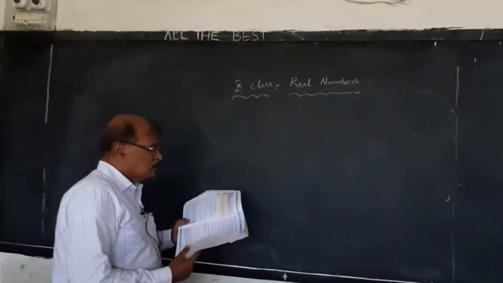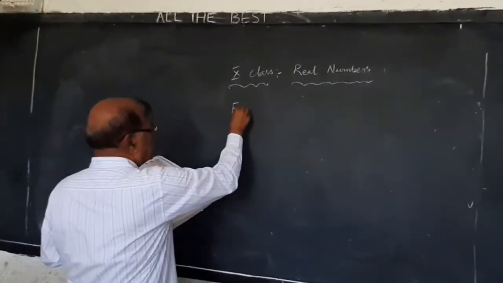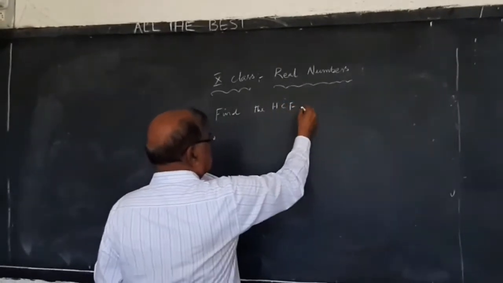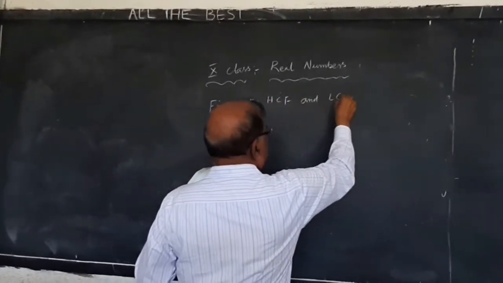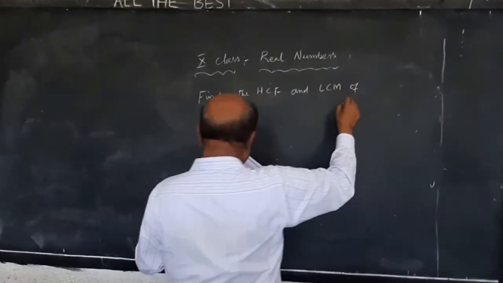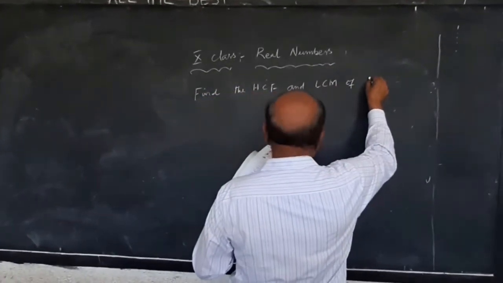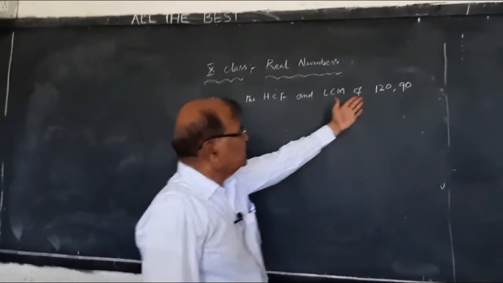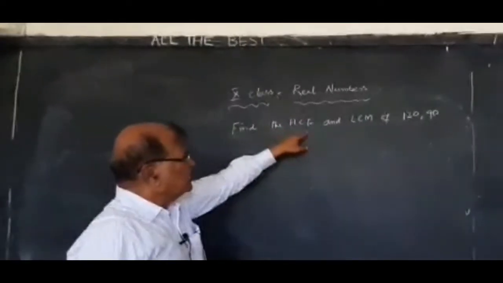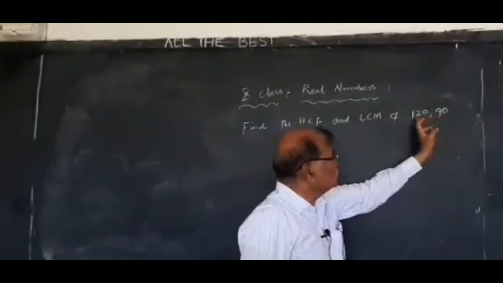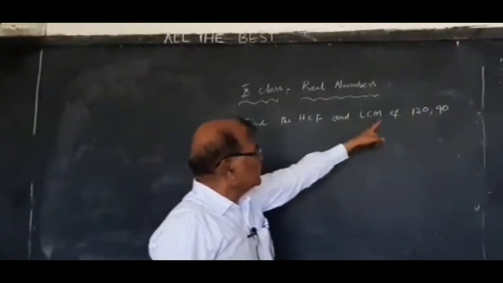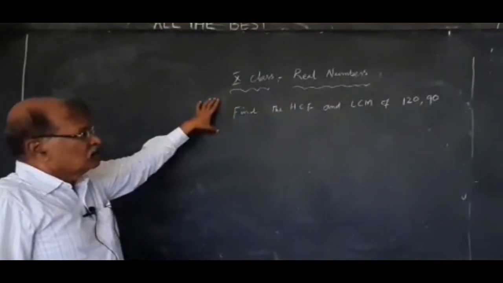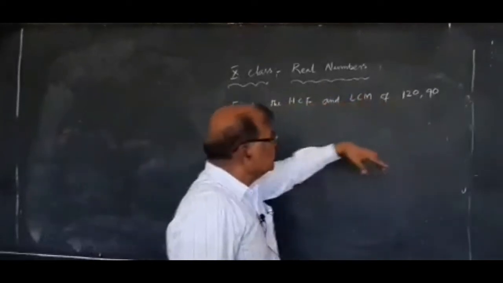Okay, find the HCF and LCM of, say, 120 comma 90. One is 120, another one is 90. We will have to find the highest common factor of these two numbers and the least common multiple of them by the factorization method. So we will have to find the factors of this 120.